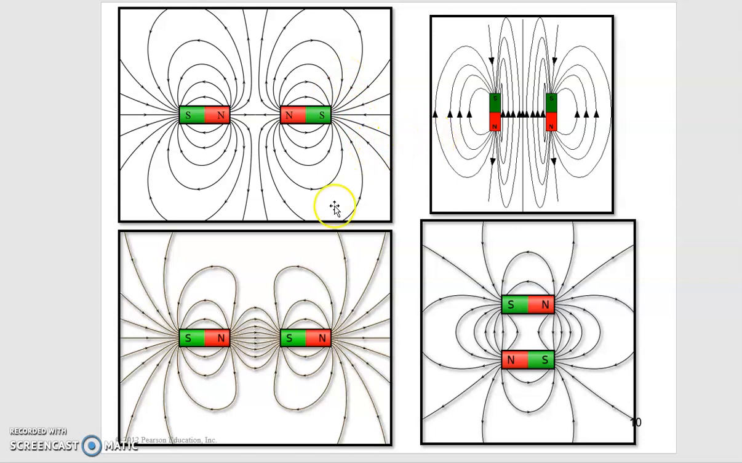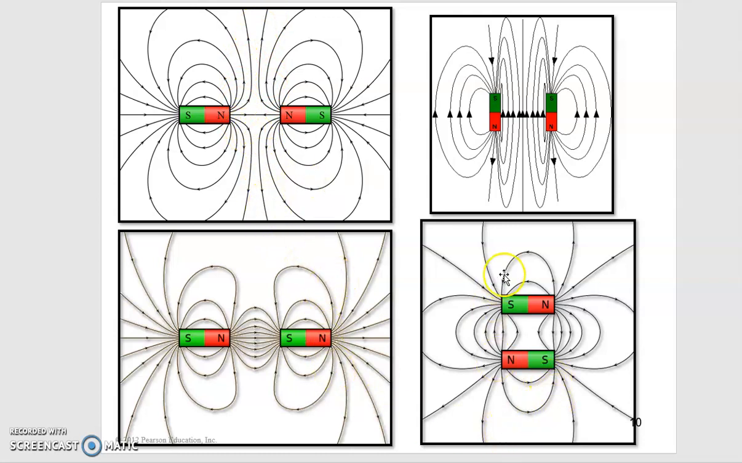And now let's take a look at different kinds of configurations. If you have one north pole and one south pole, you will see that because north and south like each other, the field lines simply connect together. But you can see here, the like poles do not like each other, so the field lines repel each other.